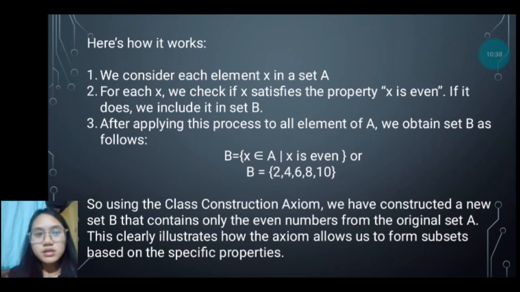After applying the process to all elements of A, we obtain set B as follows: B is a set containing X, where X is an element of A such that X is even, or B is a set containing 2, 4, 6, 8, 10, which are the even numbers. So using the class construction axiom, we can construct a new set B that contains only the even numbers from the original set A. This clearly illustrates how the axiom allows us to form a subset based on specific properties.